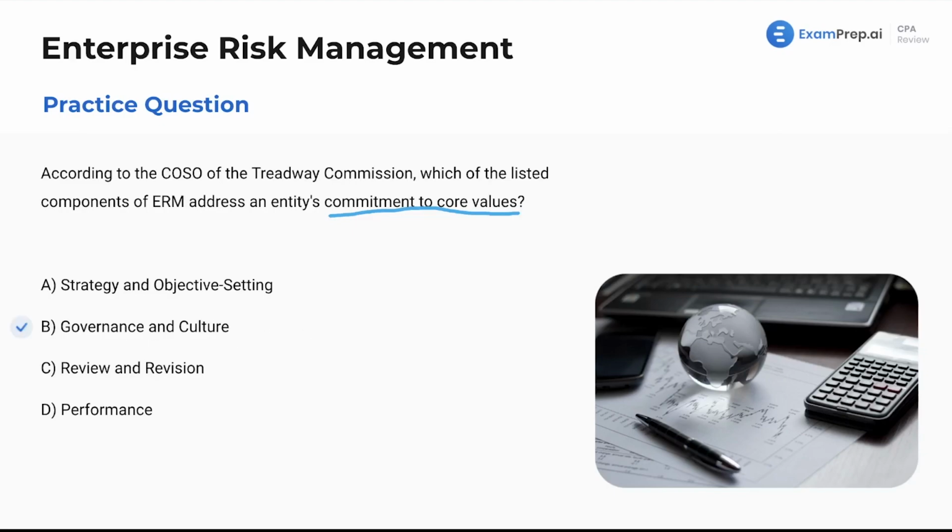And straight up, this is very much a memorization-based question. This is a key phrase associated with governance and culture, similar to tone from the top. If this said tone from the top, I would also choose governance and culture. All of these have key phrases, keywords that you want to memorize and associate with each respective component. Definitely work on memorizing those and you'll do super well.